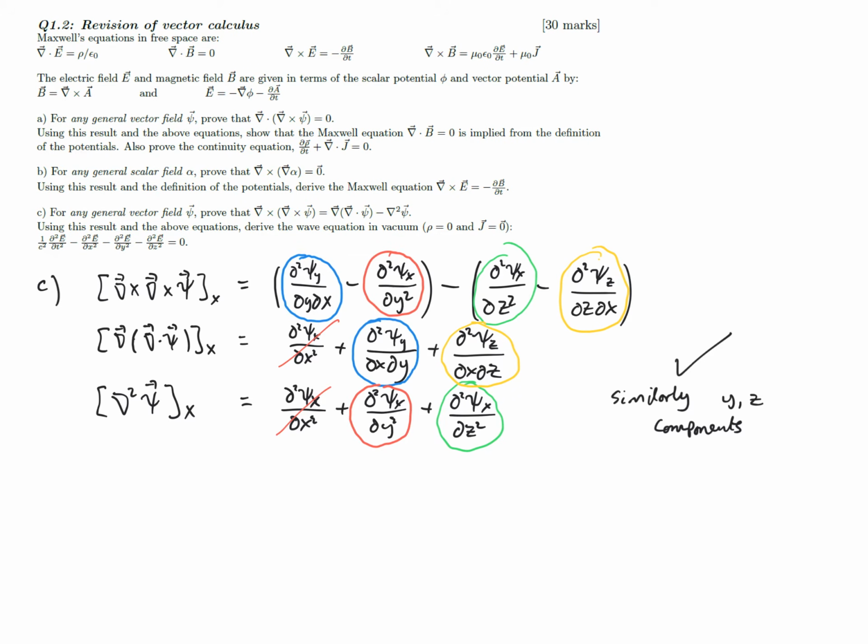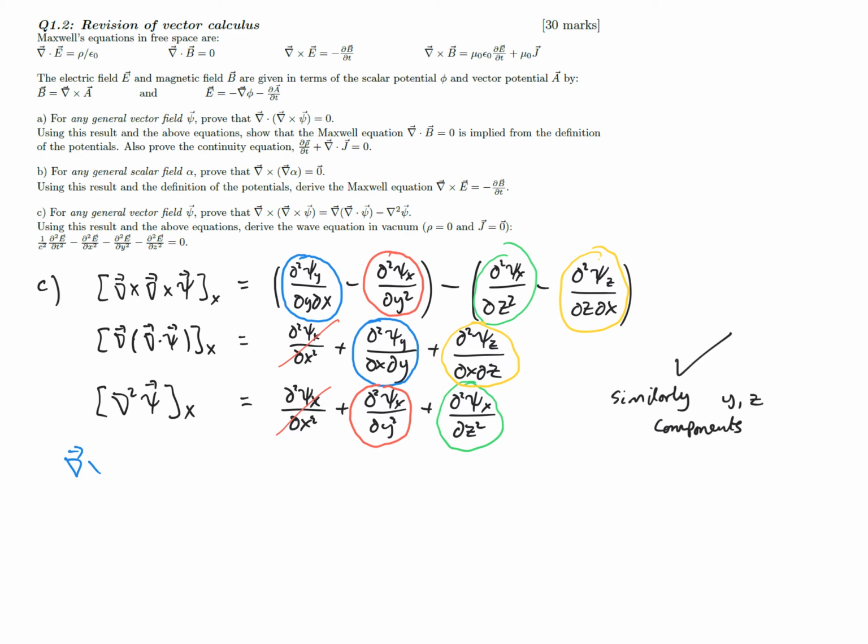So then it says, using this result and the above equations, derive the wave equation in vacuum. Now vacuum means no charge density and no current density. Rho is equal to 0, and j vector is equal to 0 vector. That's what we mean by a vacuum, there's nothing there. So how can we use this expression to derive the wave equation from Maxwell's equations and the definitions of the potentials? Well, let's see. So let's start with Faraday's law.